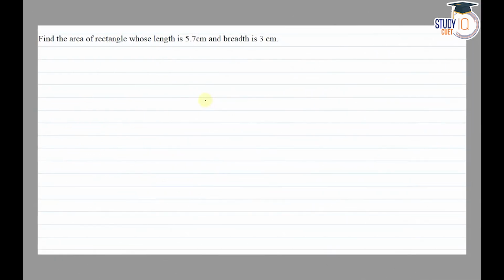Hello everyone, this question appears in class 7th NCERT chapter of fractions and decimals. This is second question of its exercise 2.6. So the question says that find the area of rectangle whose length is 5.7 cm and breadth is 3 cm.